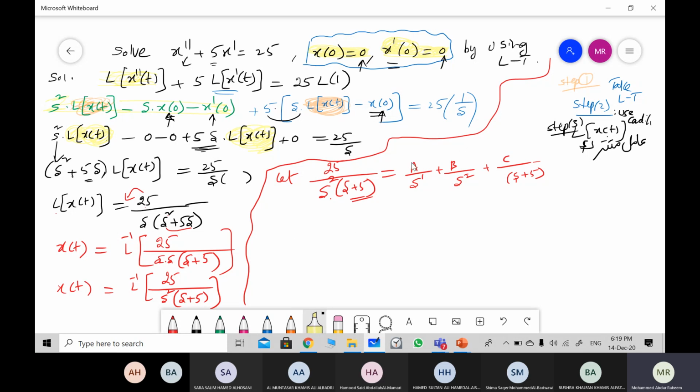Now we need to find A, B, and C. For that, we studied in calculus 2 also. For that, what to do? First, write 25 same, s squared (s plus 5), okay, is having this one. Write the same denominator, this one here.